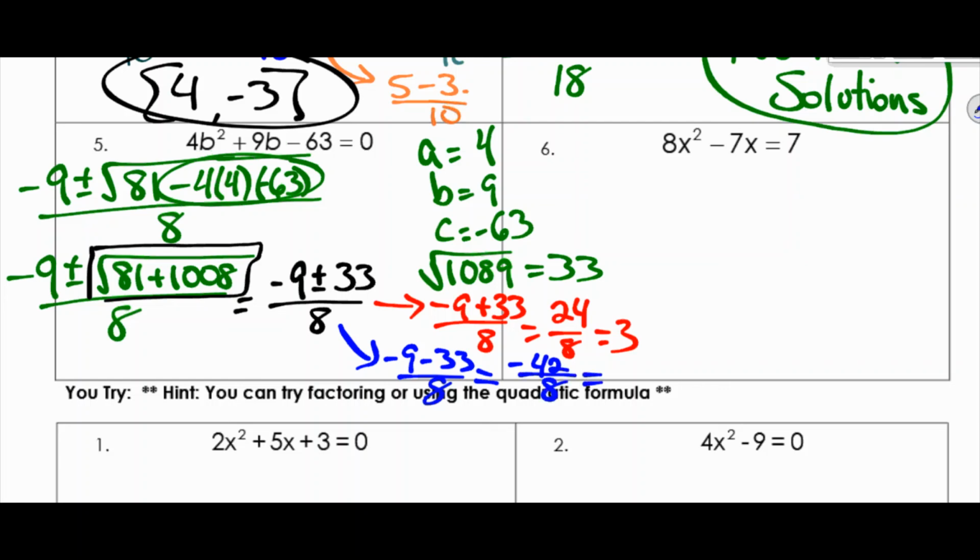over 8, which is going to be a fraction. You can simplify that as a fraction, or if you want to write it as a decimal, that's okay too. I'm going to simplify that. I guess let's just do it as a fraction. Negative 21 over 4. So I divided the top and the bottom both by 2. And that's my solution set. Negative 21 over 4 and a positive 3.